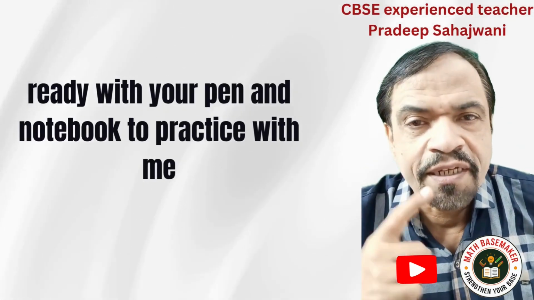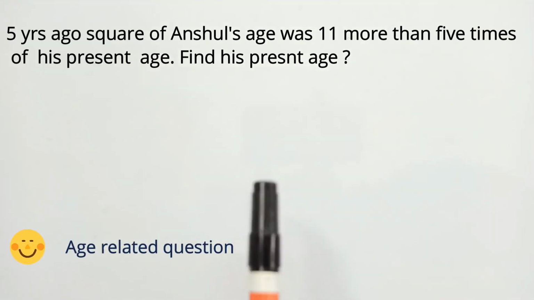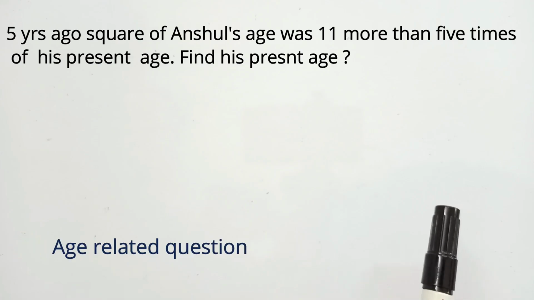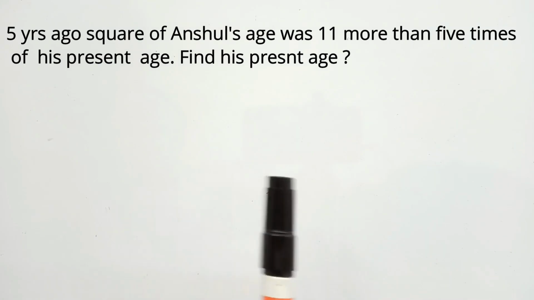शानदार हो जाए। चलिए चलते हैं पहले क्वेश्चन पर। 5 years ago, square of Anshul age was 11 more than 5 times of his present age. Find the present age of Anshul.